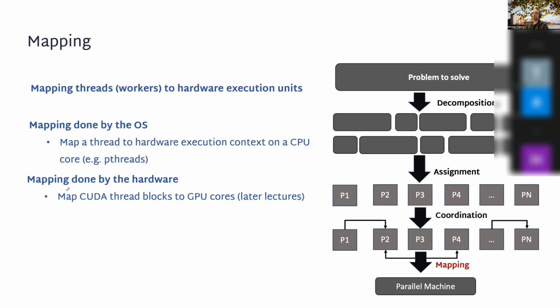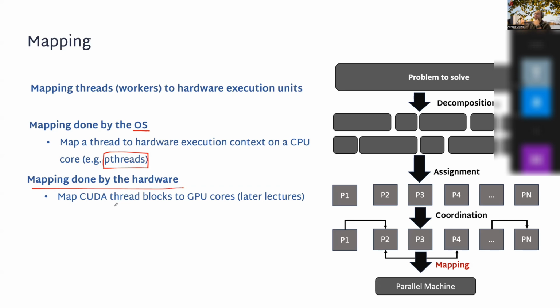as much as possible. And finally, you have the mapping, which is about mapping the threads or workers to the actual hardware execution units. And this mapping can be done by the operating system for programs using, for example, pthreads. So when you are working with pthreads, it's the operating system that maps these threads that you created in your program to the actual execution contexts in the hardware. And the mapping can also be done by the hardware as well.